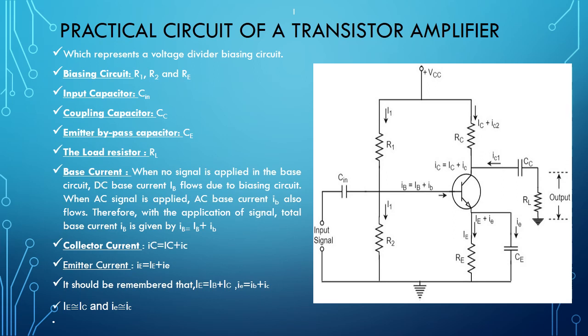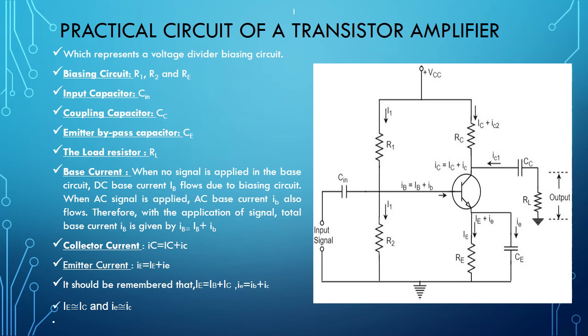Zero signal collector current and collector current due to the signal, for the DC and the AC cases. Now similarly we have the emitter current. This emitter current also is a sum of both DC current and the AC current. DC current is when no input signal is applied. AC current is when signal is applied.